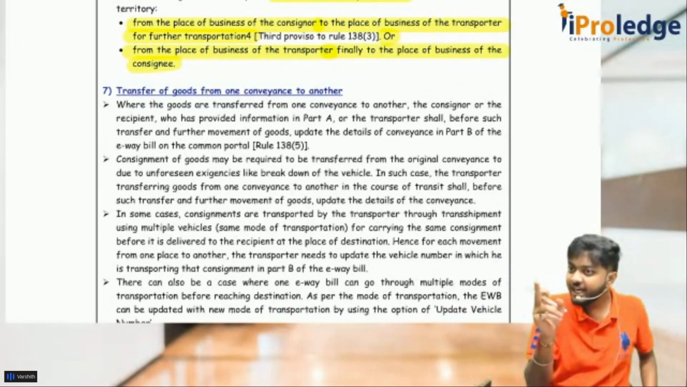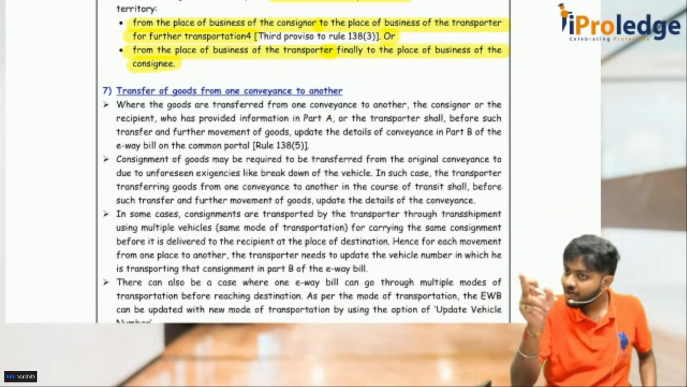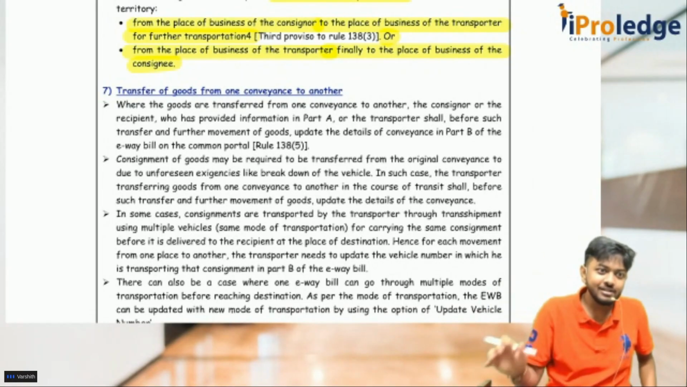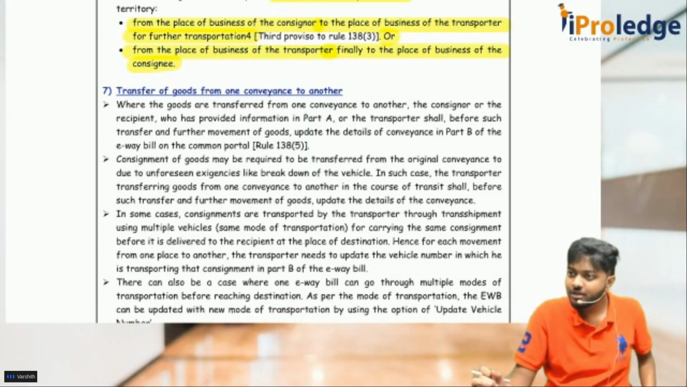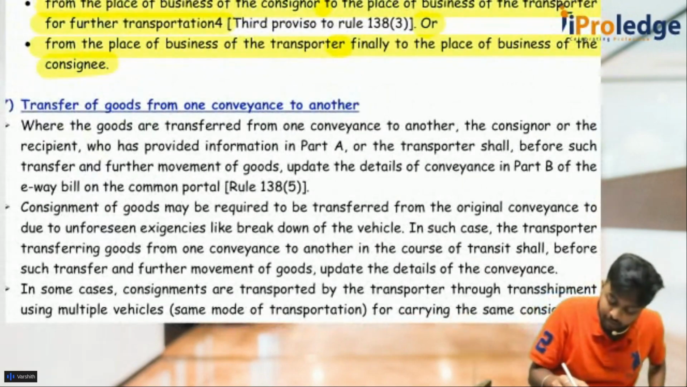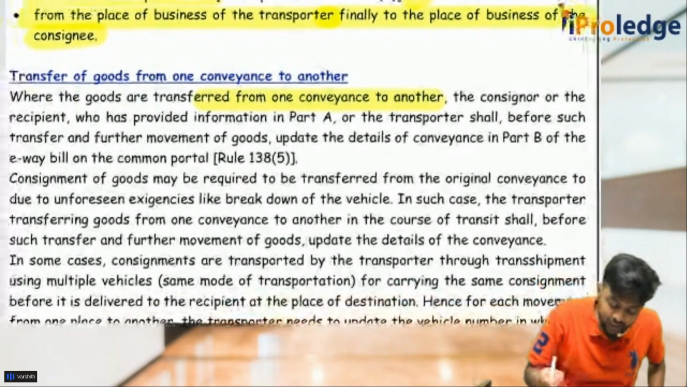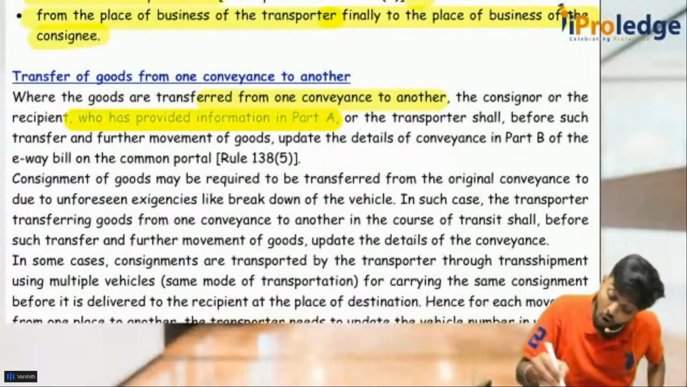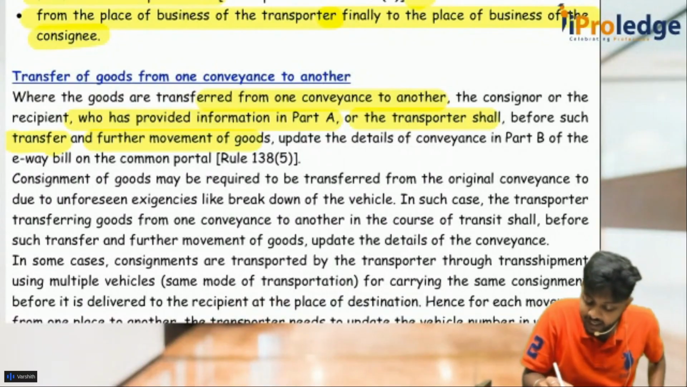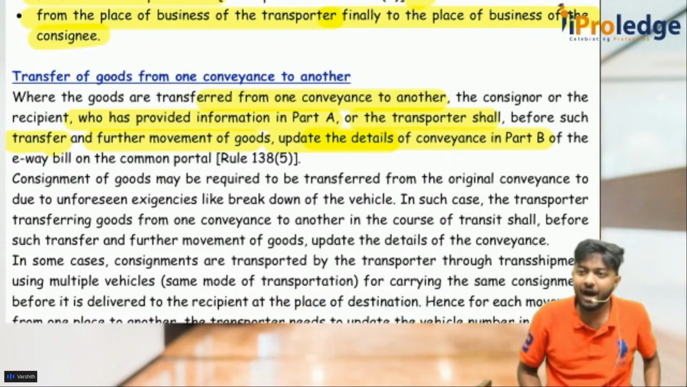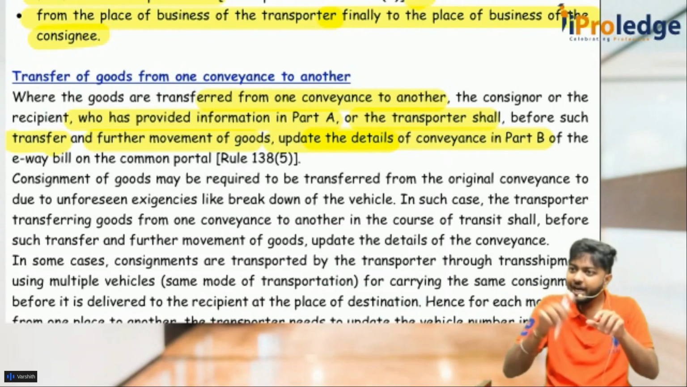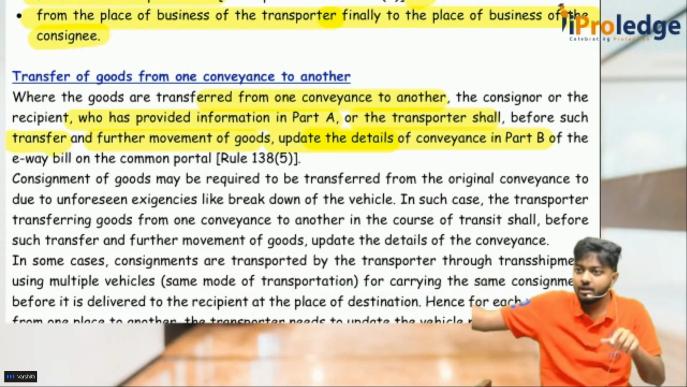Because in the transportation details, in part B, what did we give? Vehicle registration number. Now when you shift it to another vehicle, the vehicle registration number changed. Then the e-way bill also should be updated, no? So about that, what they have told. Where the goods are transferred from one conveyance to another, the consignor or the recipient who has provided information in part A, or the transporter, shall before such transfer and further movement of goods update the details of conveyance in part B. They are telling, before shifting the goods, transporter can update the vehicle registration number of the new vehicle. Both can update.